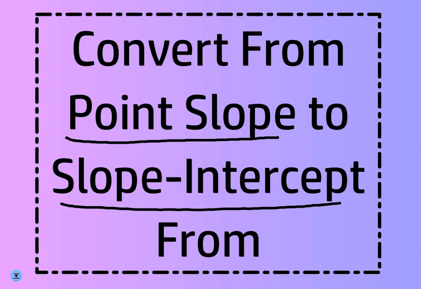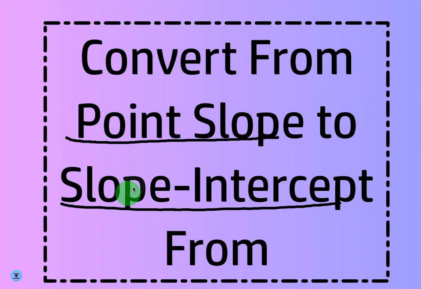Like the point slope formula, you can read and tell a point on the line and the slope, whereas the slope-intercept, you can tell the y-intercept and the slope. And you might want to know the y-intercept from point slope, so that's why you would want to convert.